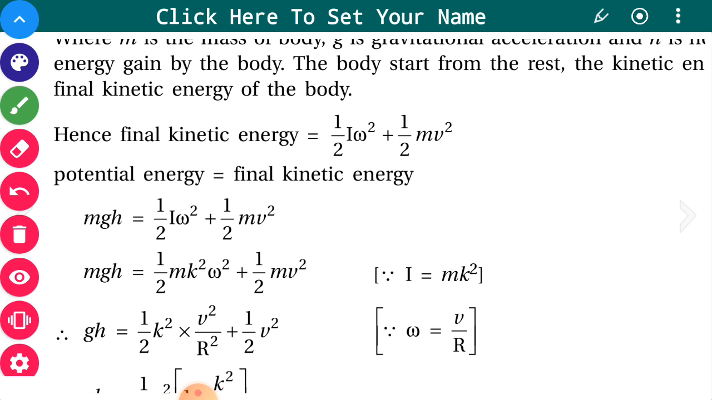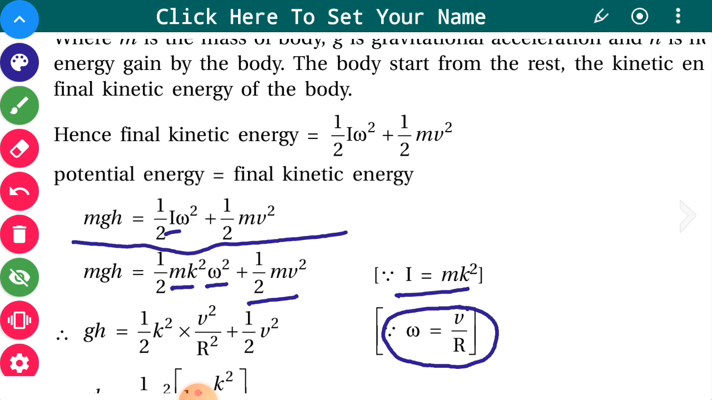So mgh is equal to 1 half I omega square plus 1 half mv square, and as you know I is equal to mk square. Sorry, I is mk square, so instead of I we write mk square into omega square, so 1 half mk square into omega square plus 1 half mv square, and as you know v is equal to r omega, so omega is equal to v upon r, so instead of omega we are writing v upon r here.